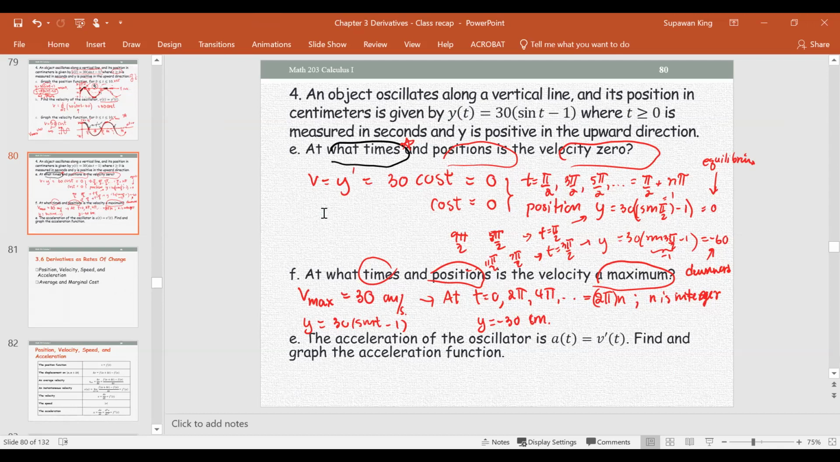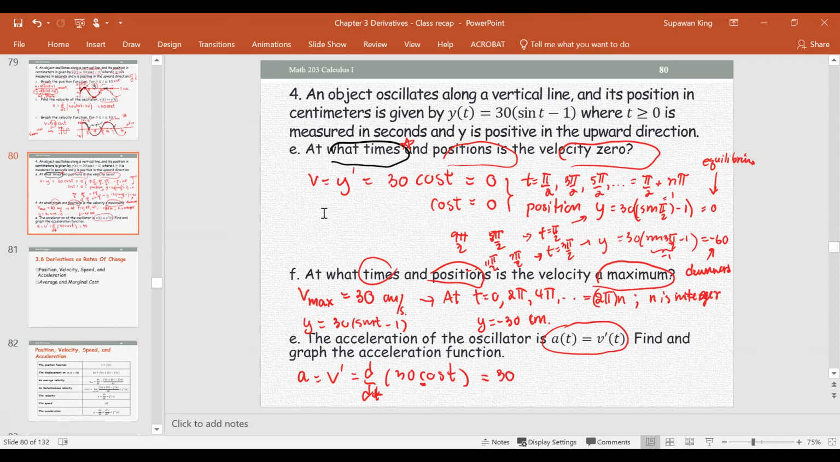And then part E: the acceleration of the oscillator is A of t equals V prime of t. We find the graph and the acceleration function from the provided form here. Acceleration is the rate of change of the velocity, so A equals V prime, and we already got V as 30 times cosine of t. So we find the derivative with respect to t, because in our case t is the independent variable. The constant multiple 30 remains the same.